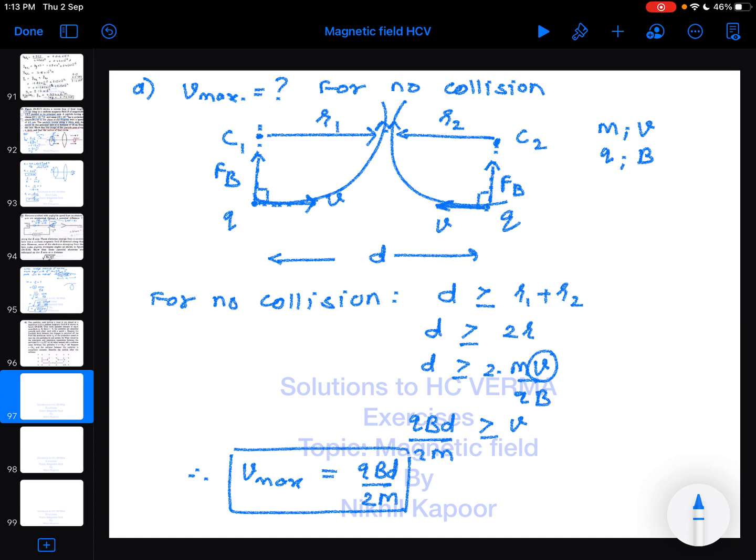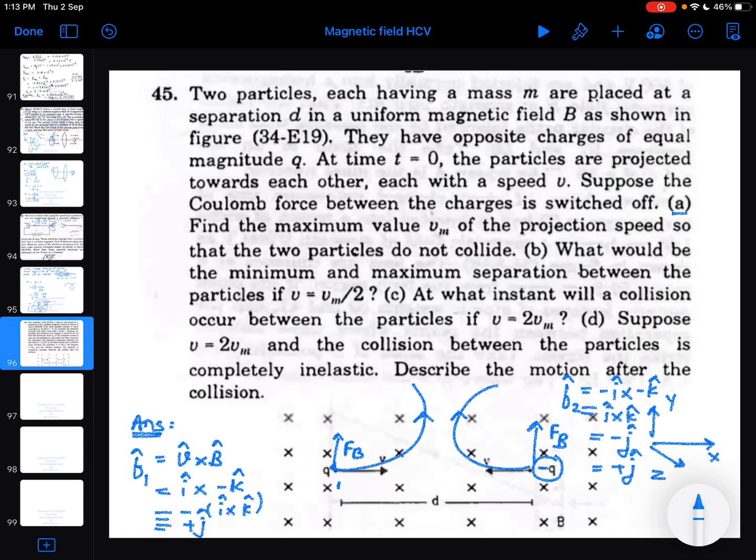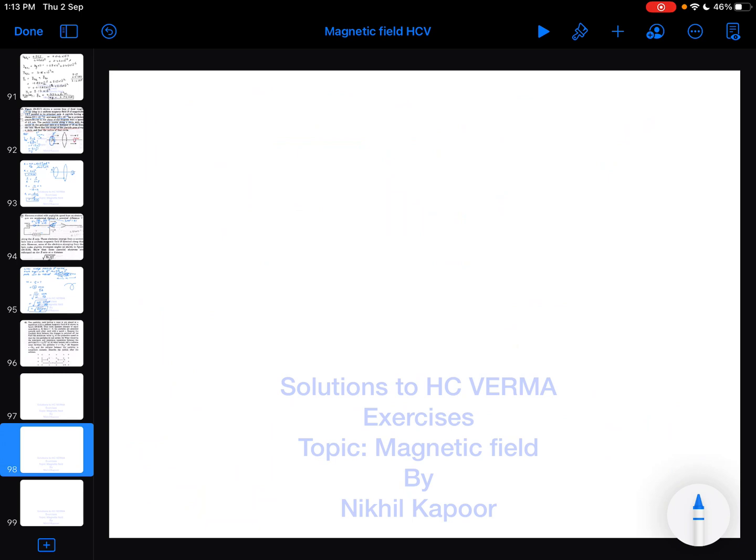So that is the answer to the A part of this question. Now let's see the second part. The second case: what would be the minimum and maximum separation between the particles if v is vm by 2? Okay, so if the speed of projection given to the particle, v, is half of the maximum value that we have calculated, obviously they will not collide at that separation.